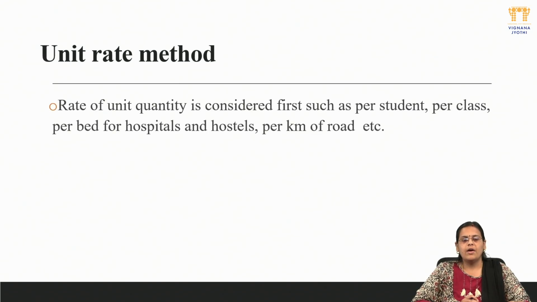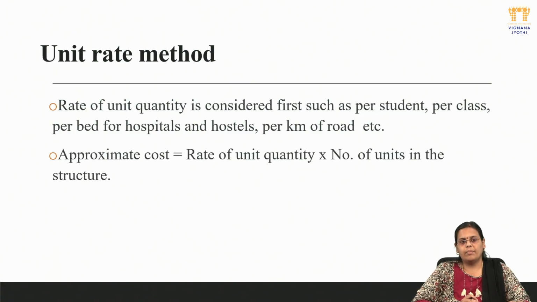As the word indicates, we are going to calculate the rate of unit quantity, and once we arrive at the rate, then we multiply it with the number of units to arrive at the approximate cost of the structure. For example, we can consider rate of construction of one classroom in a school block, and then how many classrooms are there in that school. Once we know the number of classrooms, the rate of construction of one classroom is multiplied with it to arrive at the approximate cost. The method is very quick. That is a major advantage.